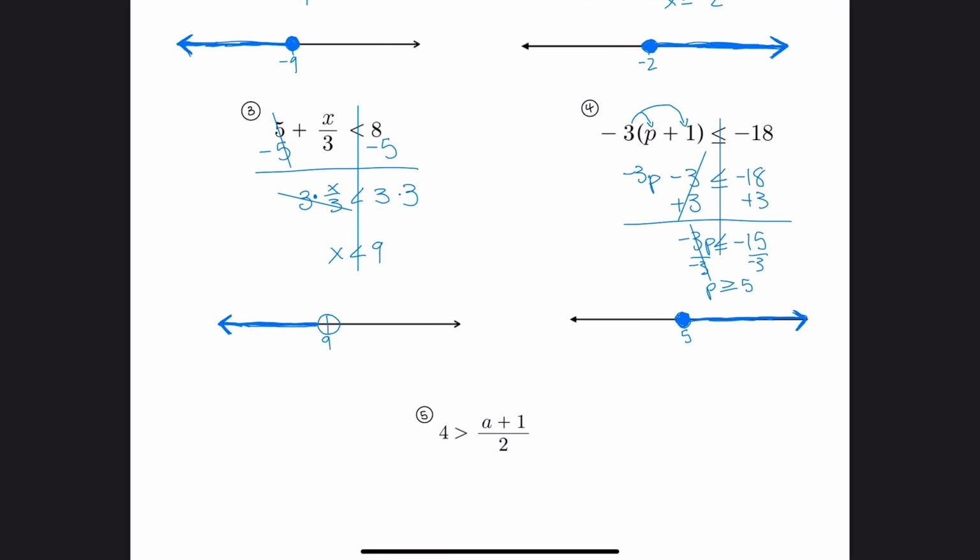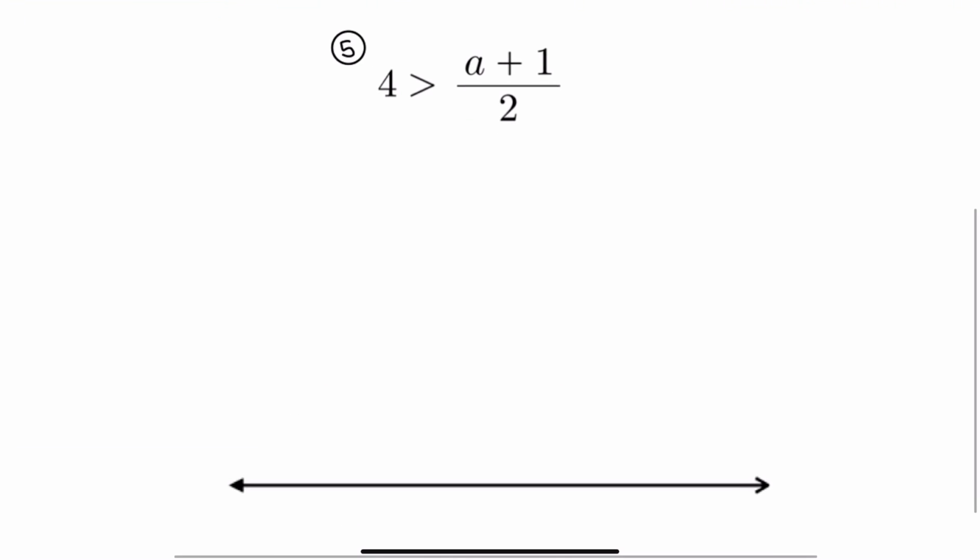Last one, number 5. Okay, so these ones were a little tricky for us when we were doing our multi-step equations, so I just want to remind you, if you see one like this where it's a fraction, I want you to immediately think that you're going to have to multiply. So we're going to multiply by 2 on both sides.